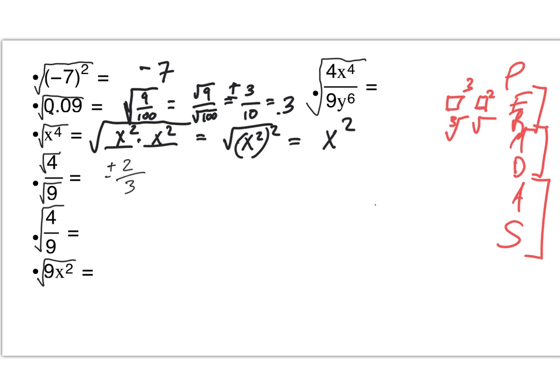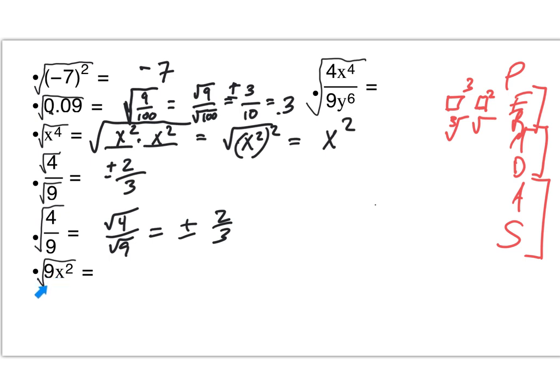Next one down, square root of 4/9 can be rewritten as square root of 4 over square root of 9. So it can be done both together or separately. Still is plus or minus 2/3. And again, looking over here, when I'm only multiplying and dividing, and here I'm only dividing, that means the roots can be split up over the division.